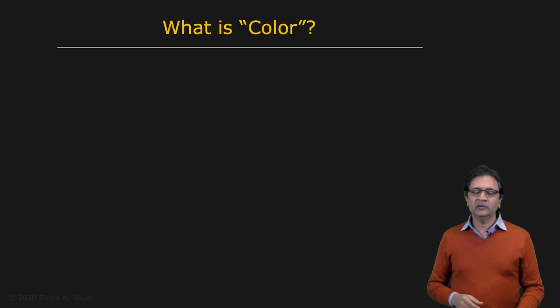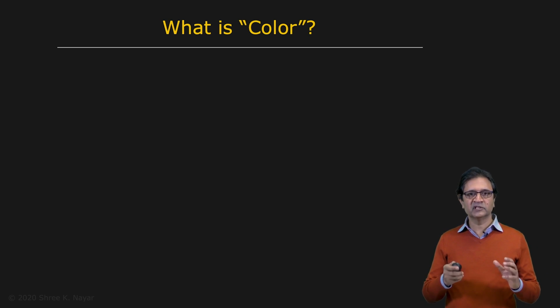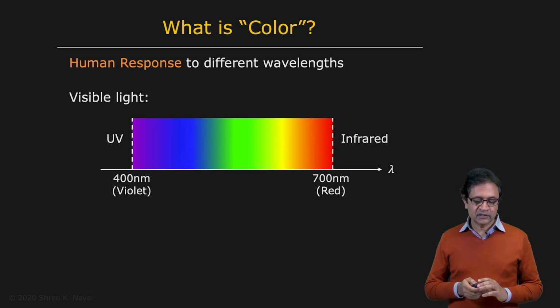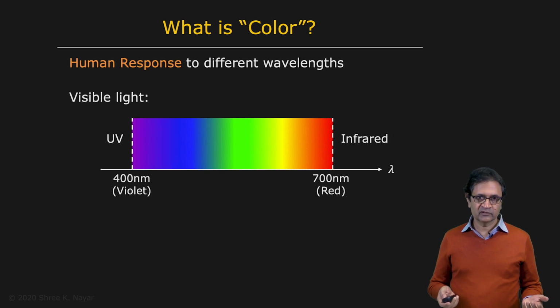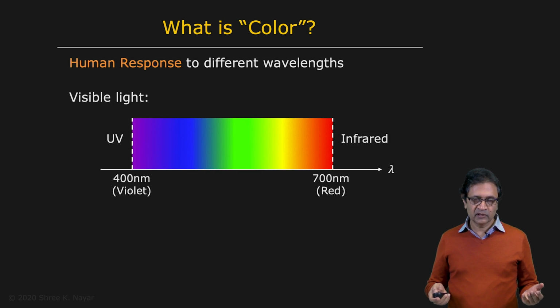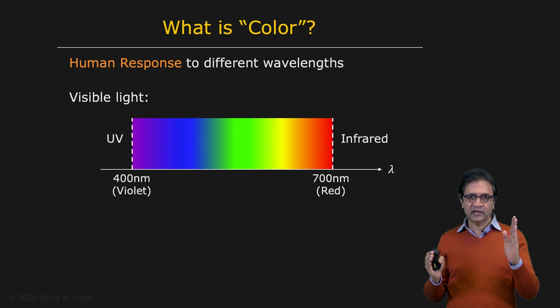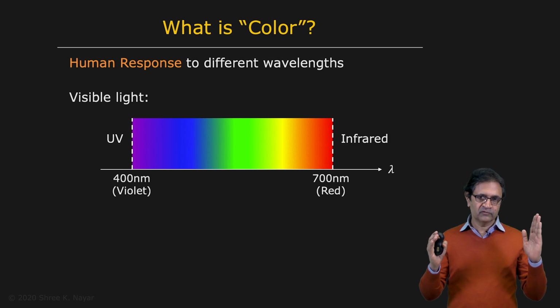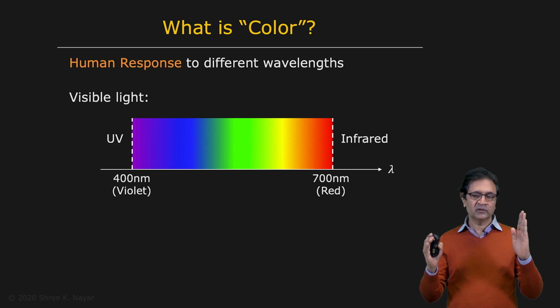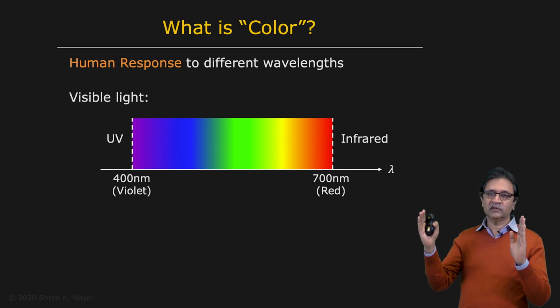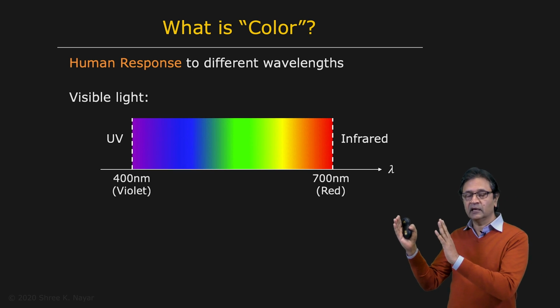Now, that brings us to the topic of color. What is color? It turns out that color is not a physical quantity that you measure. It is human response to different wavelengths of light. As I mentioned earlier, the visible light spectrum, the light that is visible to us, lies between 400 nanometers, which is bluish violet, to 700 nanometers, which is red. Anything that is lower than 400 nanometers is called ultraviolet light. We cannot see it. And anything that's beyond red, 700 nanometers, is infrared light. Again, we can't see it.